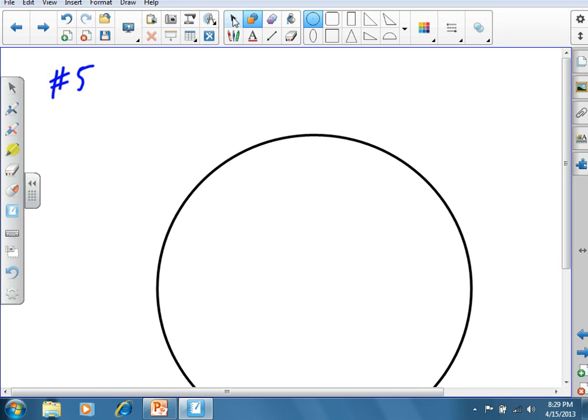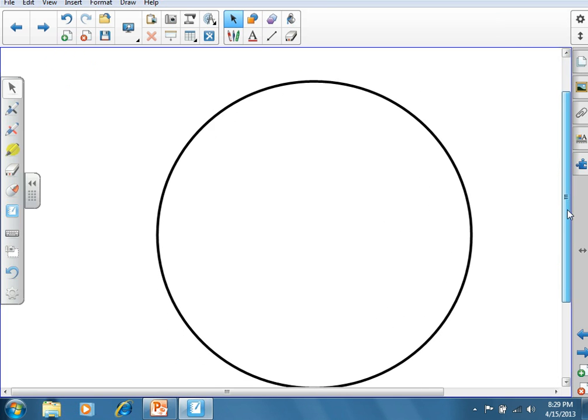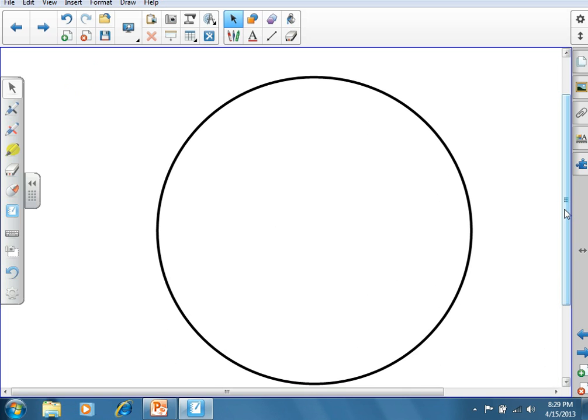All right, so now I got a pie chart. All right, make a pie chart of the results of the musical aptitude test. Okay, so there's 20, 40, 50, 60, 70, 80. There's 80 students, right? So I got 80 students. And this is number 5.